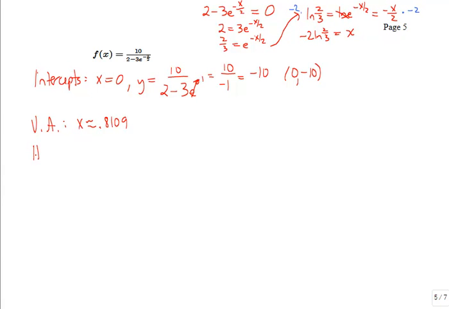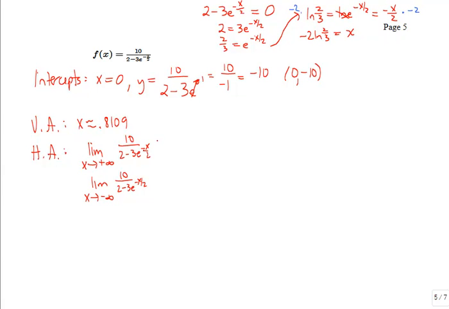Now let's see if there are any horizontal asymptotes. Now remember, to find horizontal asymptotes, you're taking a limit. And this one is not a rational function, it's an exponential function. So you could get different answers depending on whether you go to positive infinity or whether you go to negative infinity. So we are going to have to look at both directions, because sometimes you get more than one horizontal asymptote, especially if it's not a rational function.